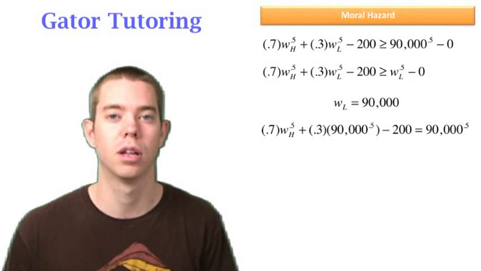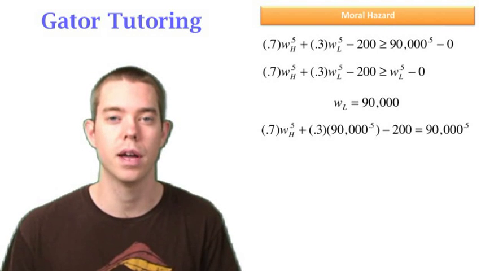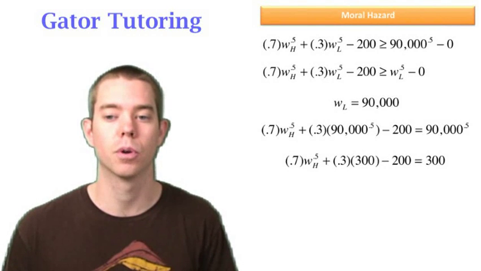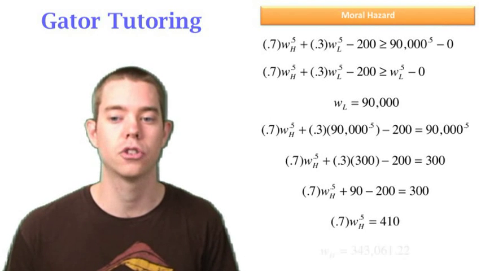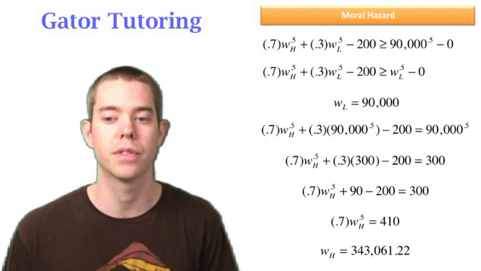Well, we can go ahead and plug in what we know for WL into our first constraint to solve for WH. We do this and we work through the math, and we see that after we've done some algebra that WH is going to be equal to $343,061.22.